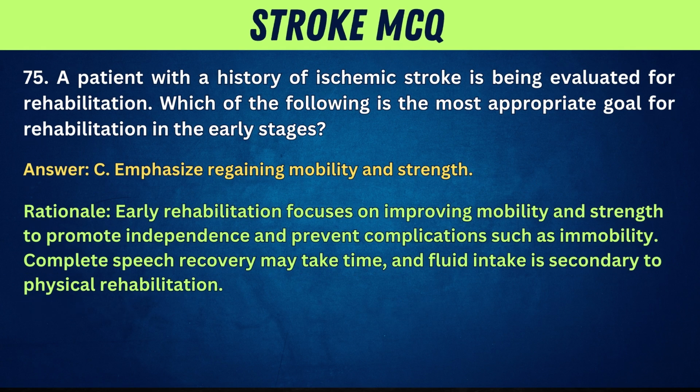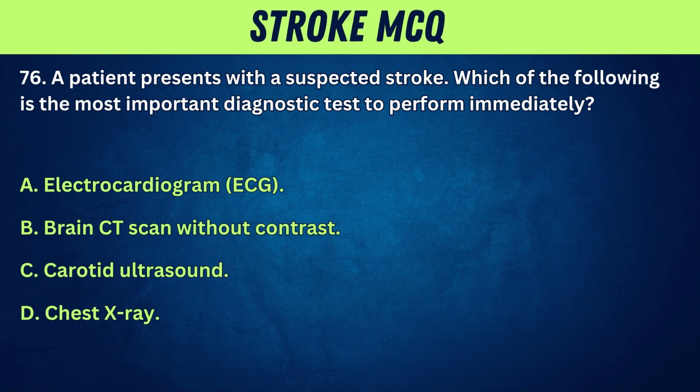Answer. C. Emphasize regaining mobility and strength. Rationale. Early rehabilitation focuses on improving mobility and strength to promote independence and prevent complications, such as immobility. Complete speech recovery may take time, and fluid intake is secondary to physical rehabilitation.